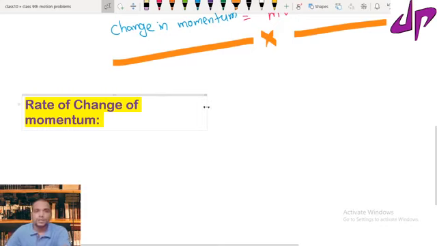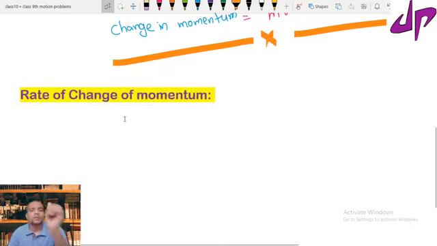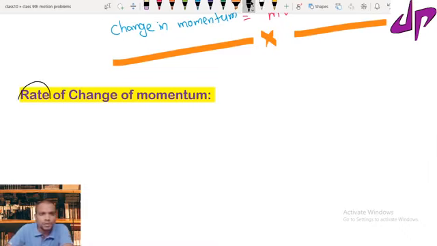So it's nothing but rate of change of momentum. So rate means, in physics, always remember that rate means with respect to time. Rate means with respect to time.